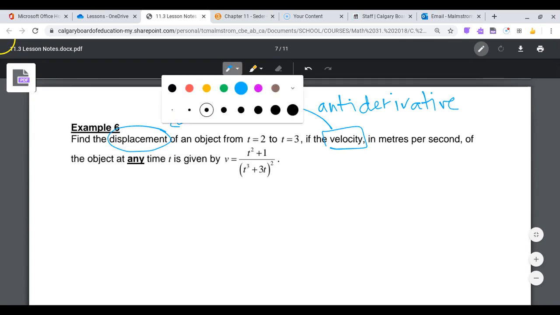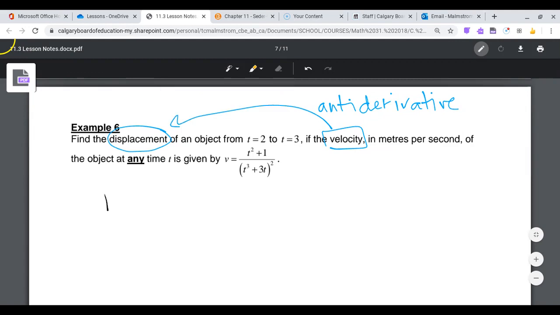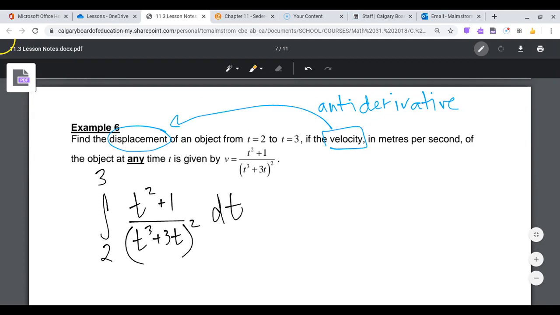Is this moving forward? I have displacement and I need velocity, so I'm going to take the derivative, or I have to go the other way. So really what this is asking us to do is integrate from time 2 to time 3 of this function that's given as the velocity function. Of course, we would need to do this in terms of time. So in order to do this question, we're going to have to use substitution.